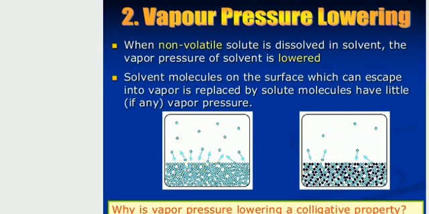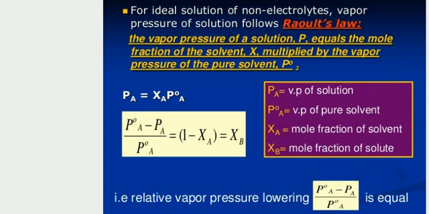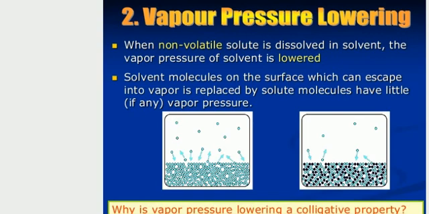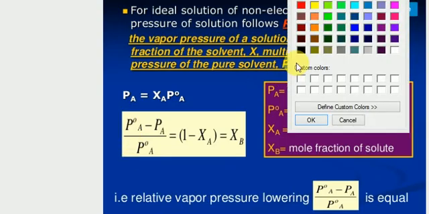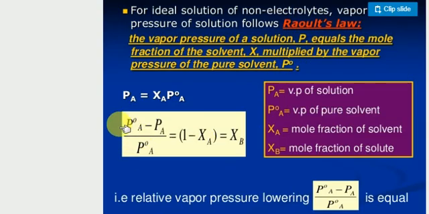So go for the next slide. You can easily find here the vapor pressure is reduced. How much is it reduced? Look at the vapor pressure of the pure solvent, then compare with it. This is the vapor pressure of the pure solvent.